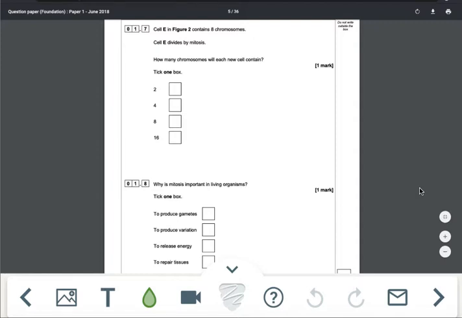So, cell E has 8 chromosomes. This will then double to 16 in interphase when all of the chromosomes are doubled, replicated. And then when the cell splits at the end of mitosis to form 2 new cells, that will once again leave each cell with 8 chromosomes. After mitosis they'll just be left with the exact same number of chromosomes. So our answer is 8.